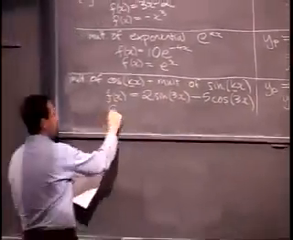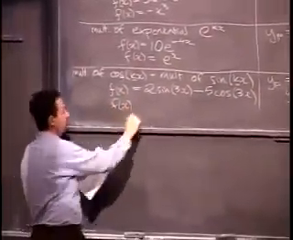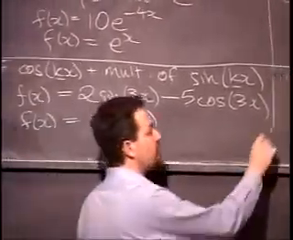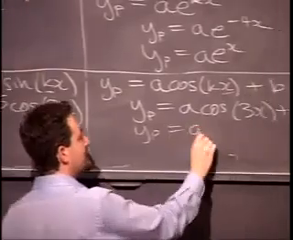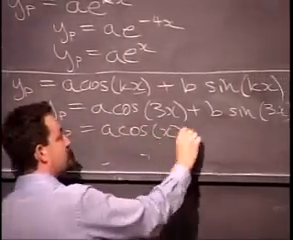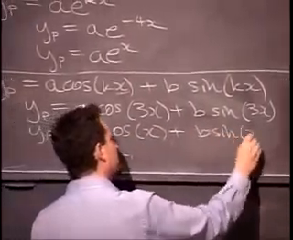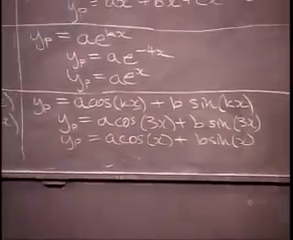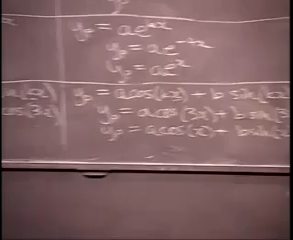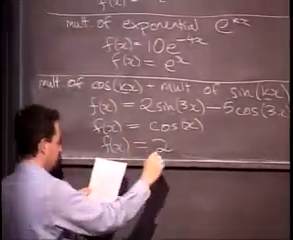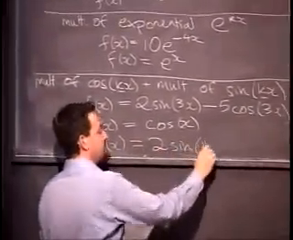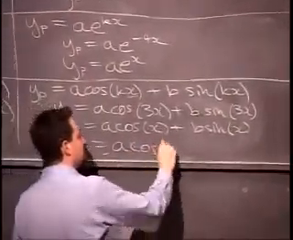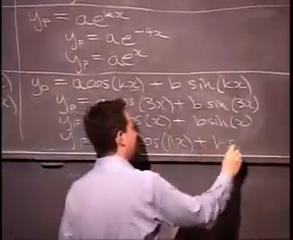All right, what if f of x just happens to be equal to cosine x? Well, do not make the mistake of letting yp be a cosine x. You also need plus b sine x. Wherever you have a cosine, you need a matching sine to make this technique work, and vice versa. If f of x happened to be equal to 2 sine 11x, then yp would be a cosine 11x plus b sine 11x.